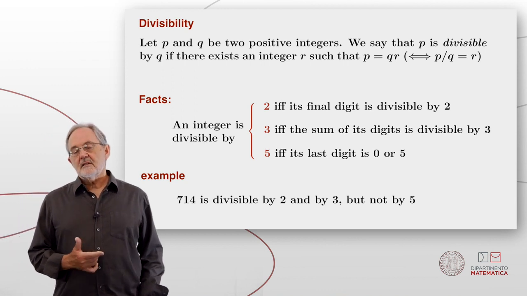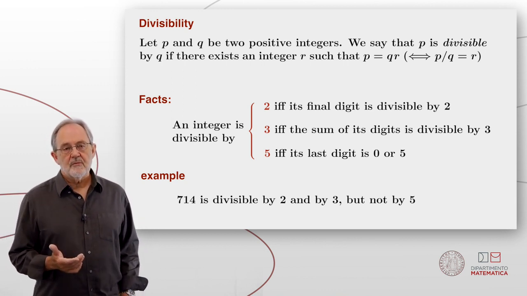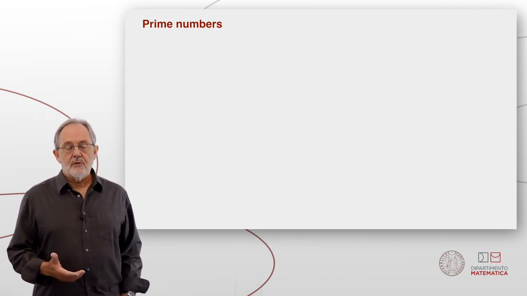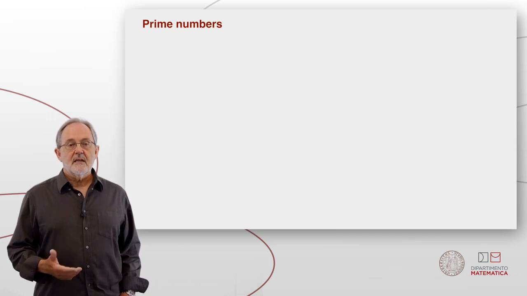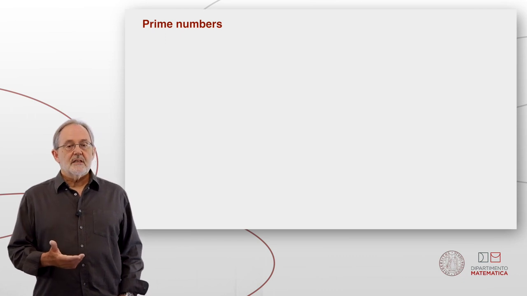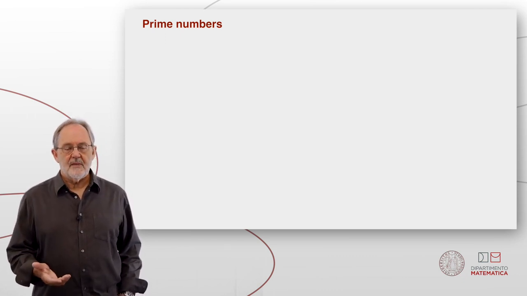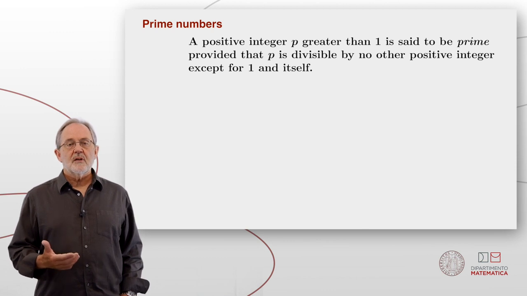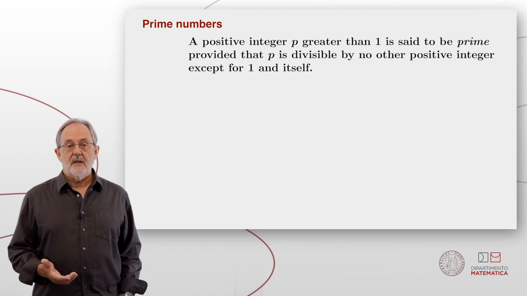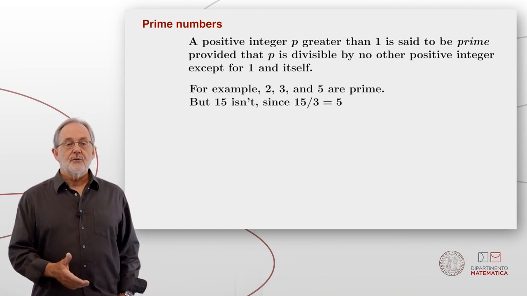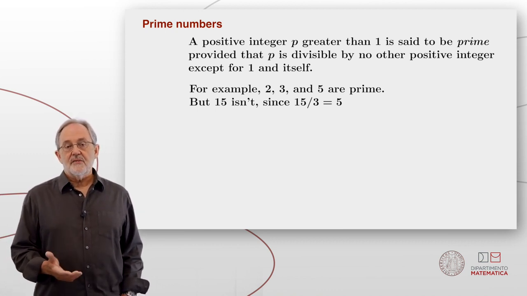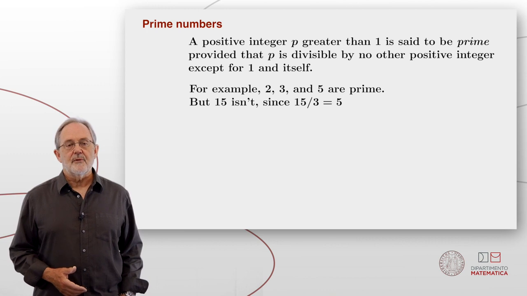Now, another concept we need is that of prime numbers. Incidentally, large prime numbers play a crucial role in the encryption codes these days that give you digital security. Obviously, any integer is divisible by itself and by 1. Well, if you have an integer greater than 1 that is only divisible by itself and by 1, we say it is prime. For example, we can check that 2, 3, and 5 are prime numbers. But 15 isn't, because 15 is divisible by 3, for example.